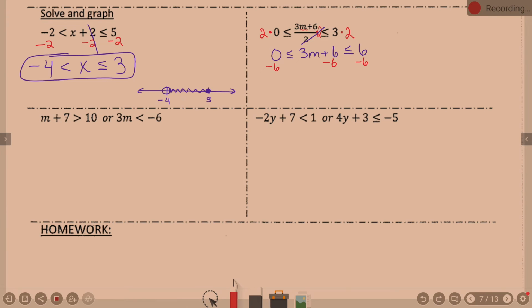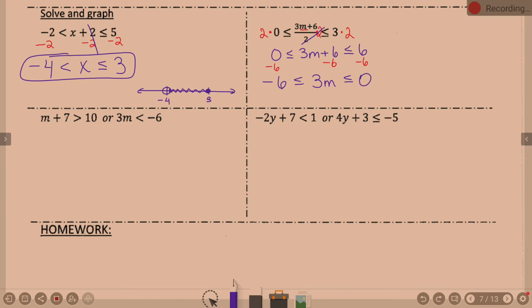So negative 6 times 0 is negative 6. Hold on, 0 minus 6, you mean. Again, don't jump ahead of me here. 0 minus 6 is negative 6. Less than or equal to. 3m is still 3m. 6 minus 6 is 0. Okay, well, you're not done.